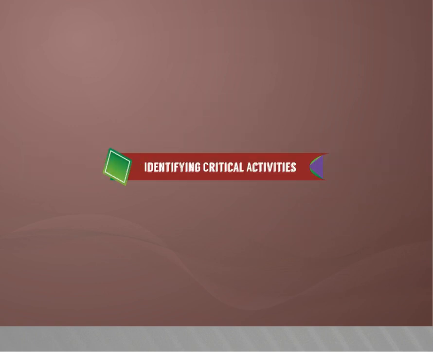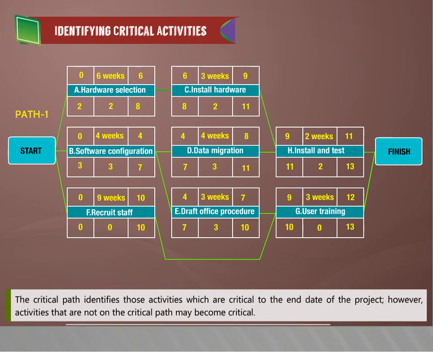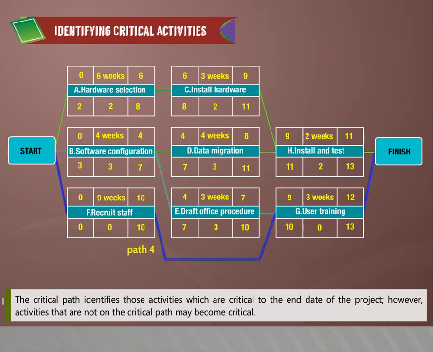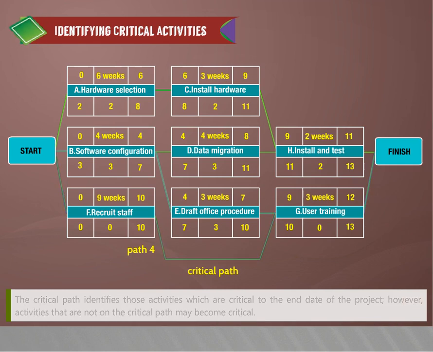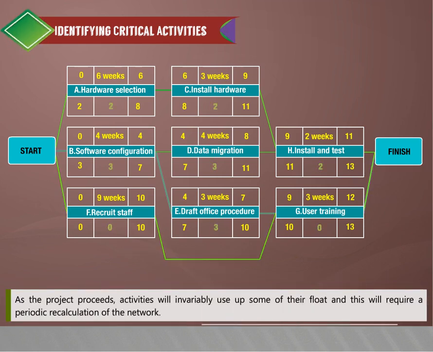Identifying critical activities. The critical path identifies those activities which are critical to the end date of the project. However, activities that are not on the critical path may become critical. As the project proceeds, activities will invariably use up some of their float, and this will require a periodic recalculation of the network.